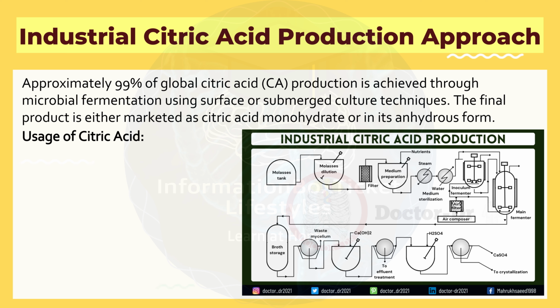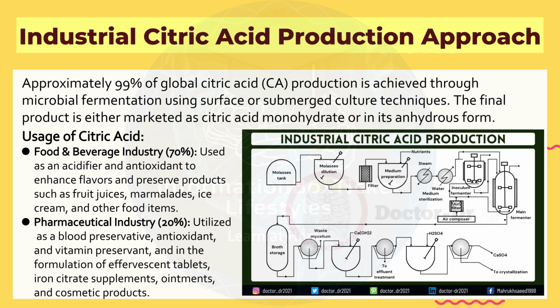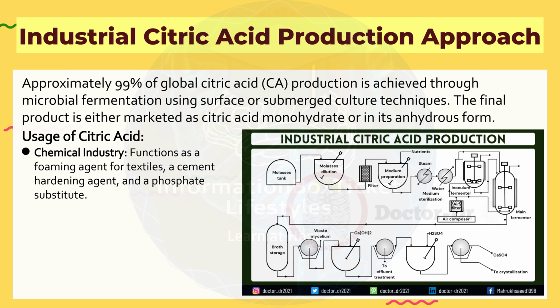Usage of citric acid. Food and beverage industry, 70%. Used as an acidifier and antioxidant to enhance flavors and preserve products such as fruit juices, marmalades, ice cream, and other food items. Pharmaceutical industry, 20%. Utilized as a blood preservative, antioxidant, and vitamin preservative, and in the formulation of effervescent tablets, iron citrate supplements, ointments, and cosmetic products. Chemical industry: functions as a foaming agent for textiles, a cement hardening agent, and a phosphate substitute.